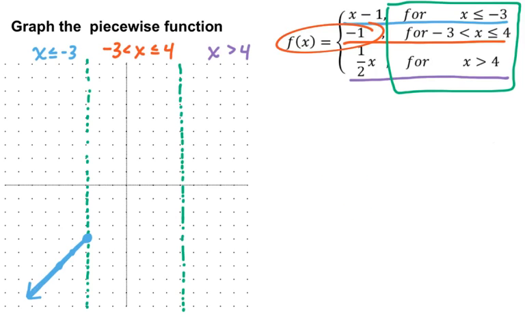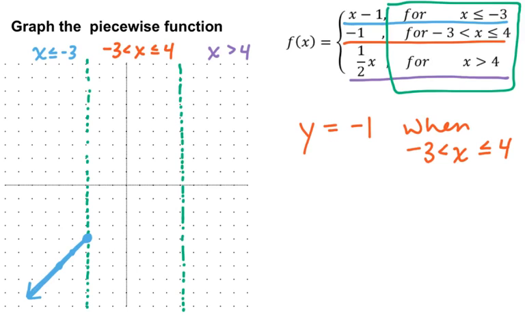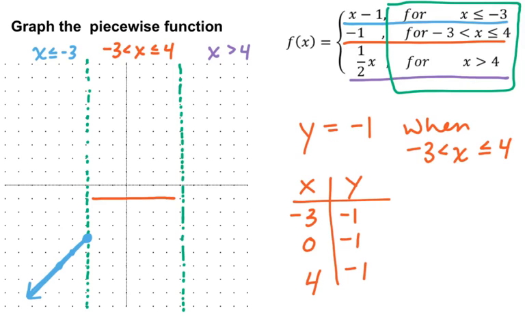My next piece here is that y equals -1, and that is when my x values are between -3 and 4. So we don't necessarily need to make a table of values, but I'm going to choose my boundary values: -3, one number in between them (you could choose more if you wanted), and then 4. And regardless of what my x is, this function tells me that the y value is always -1. So y equals -1 is a horizontal line at -1.